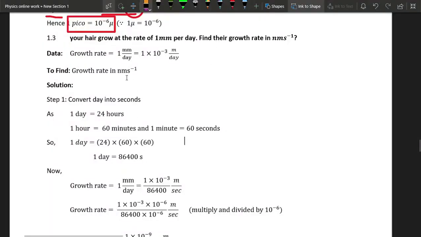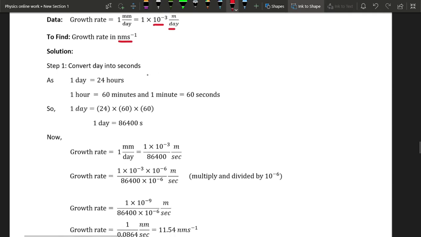Okay, question number 1.3 is, your hair growth rate is 1 millimeter per day, find the growth rate in nanometer per second. So given is growth rate which is 1 millimeter per day, or we can write 1 into 10 raised to power minus 3, because 1 milli is 10 raised to power minus 3, meter per day. You need to find your growth rate in nanometer per second. So you must convert these days into seconds. So how can we convert?